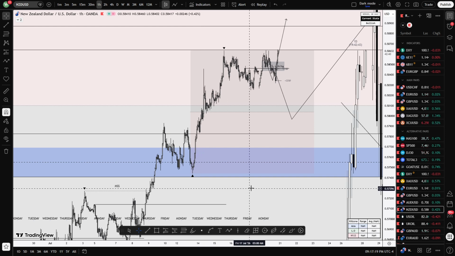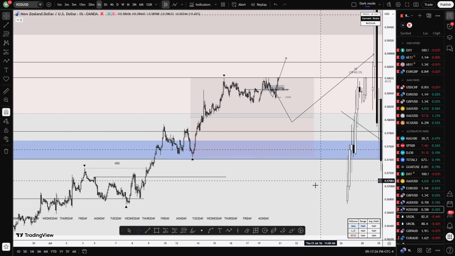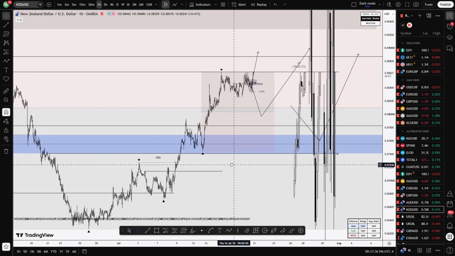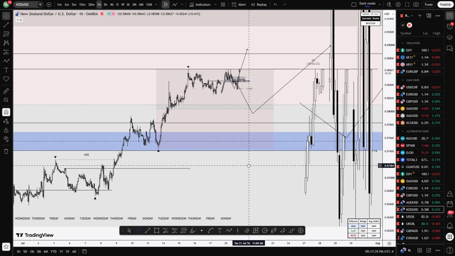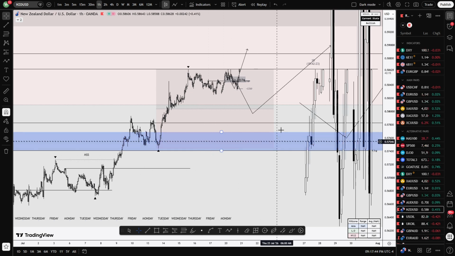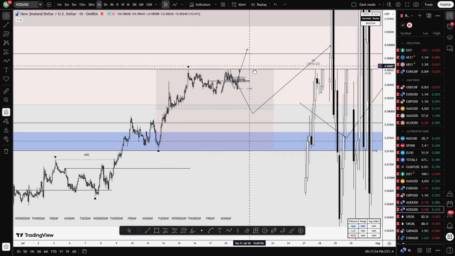So what then happens is, within this range now, we need to see price break this low to confirm a bearish market structure shift, or a change of character, or whatever you call it. We need to see price trade below this low, because we're still in this range. This is the low and this is the high, and we've not traded above it.